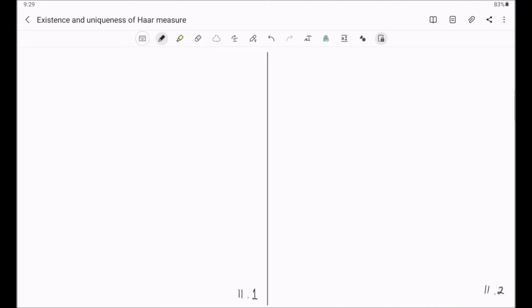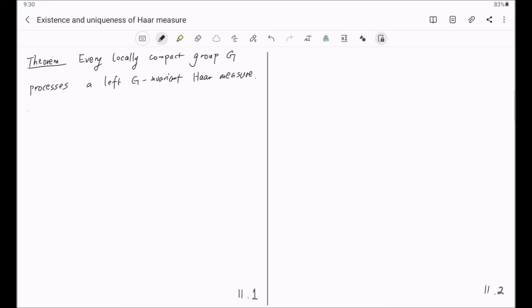Now we are ready to state and prove our theorem on the existence of Haar measures. Every locally compact group G possesses a left invariant Haar measure. Now let's prove this.